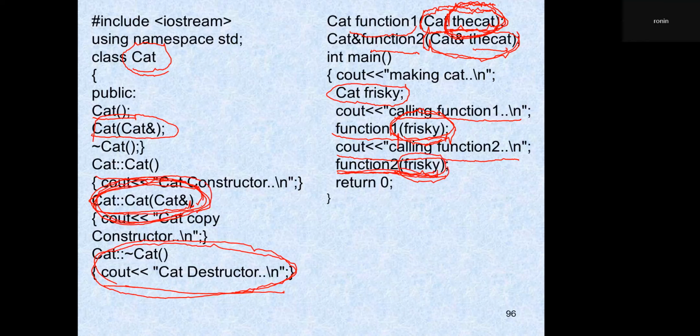This way is more efficient, especially for a bigger object. When you call a copy constructor, it's not efficient. Passing by reference is more efficient.